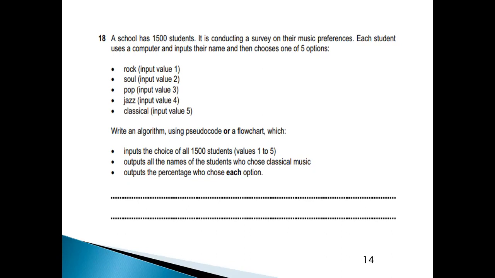And also, you need to have pupil name, or student name. It says output all the names of the students who choose classical music, so it means you need to have a student name. You can write student name. It can be state.